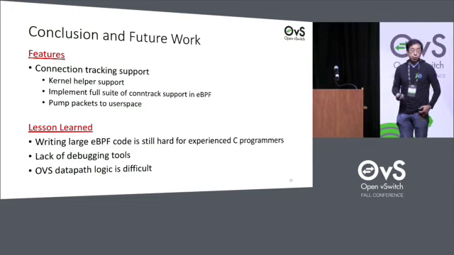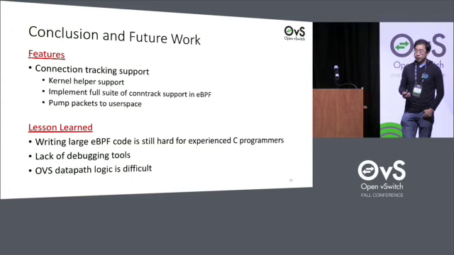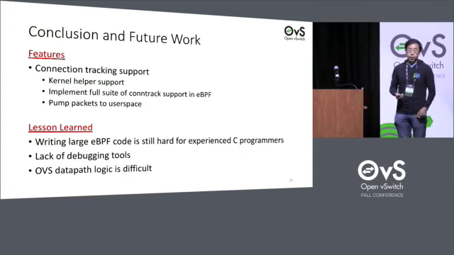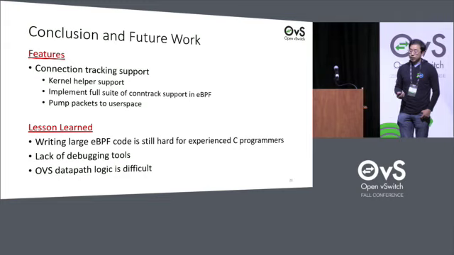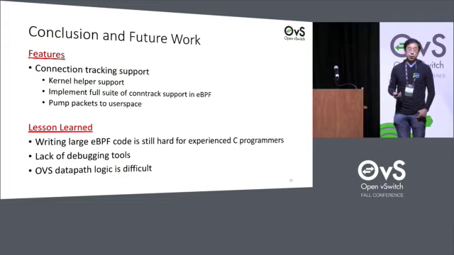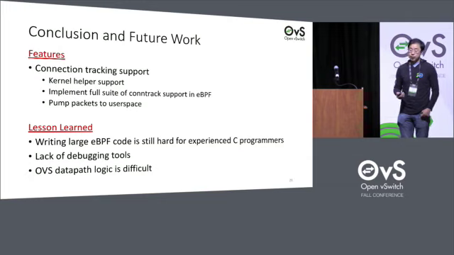So in conclusion, we have already finished a lot of features in the BPF code for OVS. And right now, we are discussing the implementation of connection tracking. Right now, we have 3 potential ways. One is we use the kernel helper support. The other one is we implement the whole code in BPF. And the third option is we pump the packets to user space. All of these 3 ways have their pros and cons. And right now, we are still discussing the way.